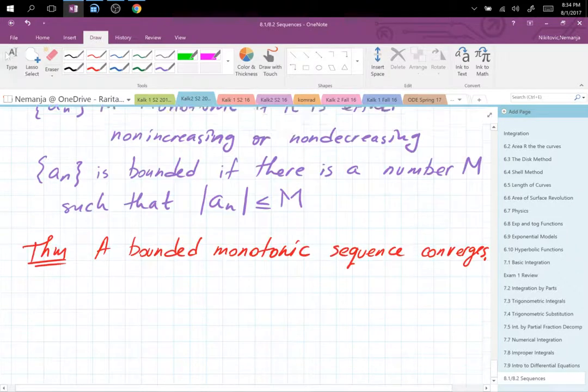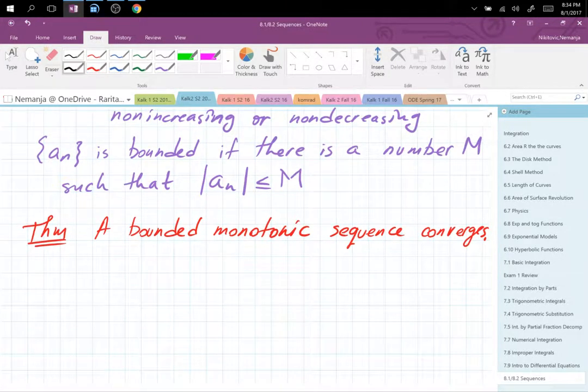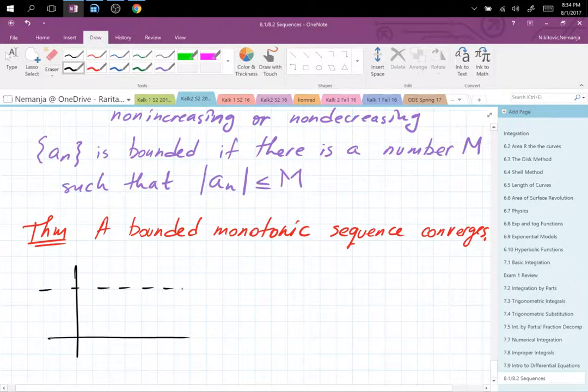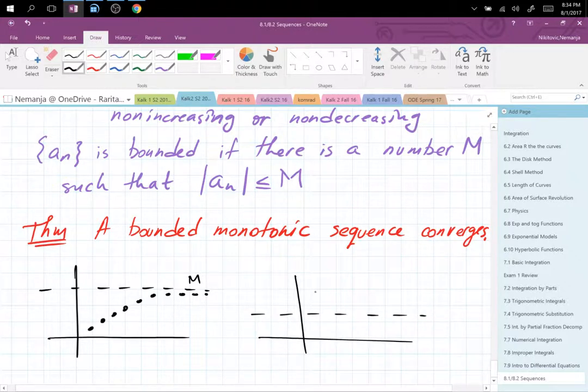There are two graphs that are associated with this, which are pretty good. So here is your bound M, and you have non-decreasing. And here's your bound M, and you have non-increasing. So clearly both of them converge.